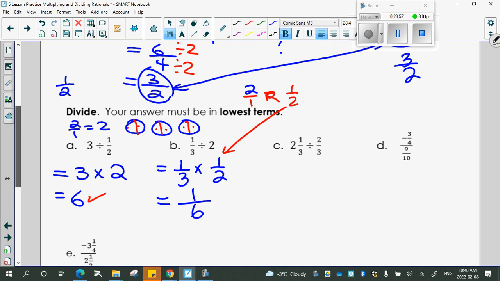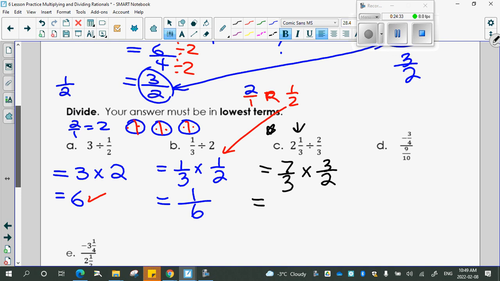2 1/3. So my first job, I'll put a little star here, would be to change that to an improper fraction. 2 1/3 as an improper fraction. Alexa? 7. 7/3, good. So now I'm going to change my divide to a multiply. And 3/2 is the reciprocal of 2/3, awesome.